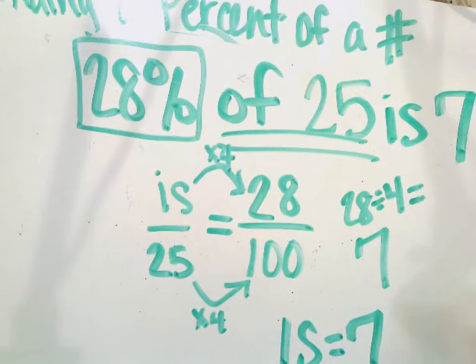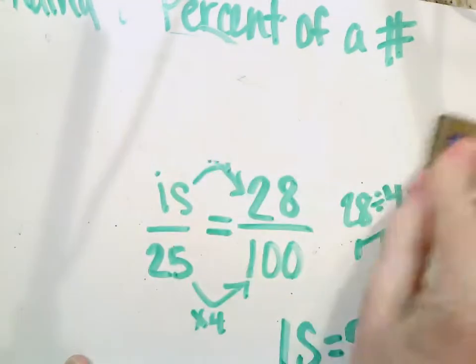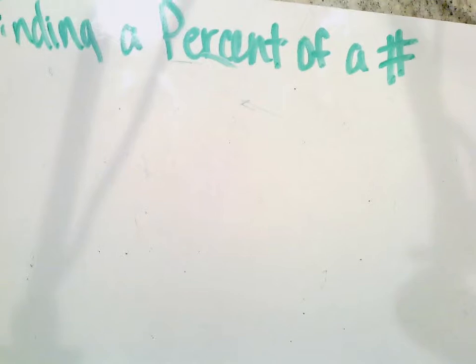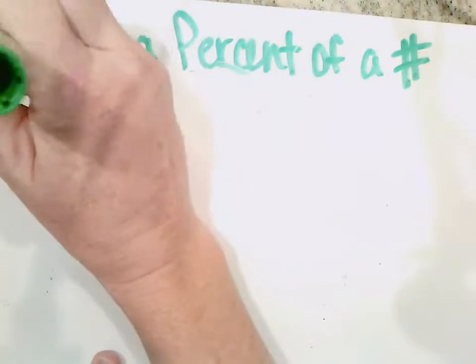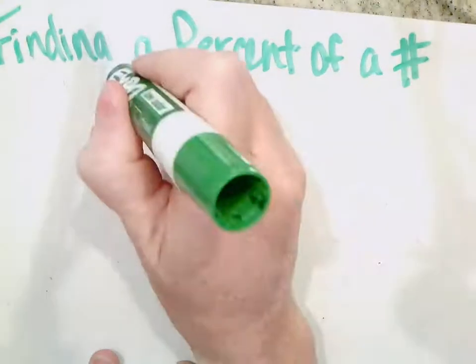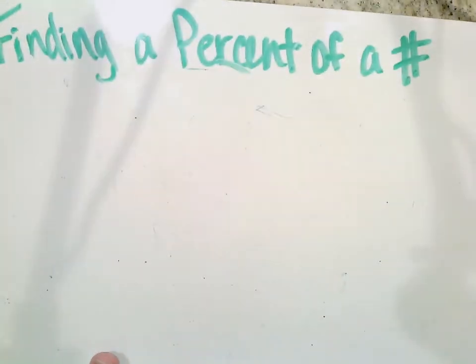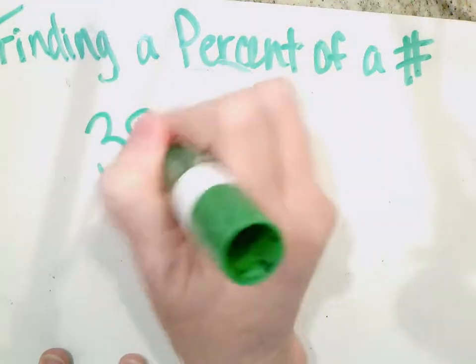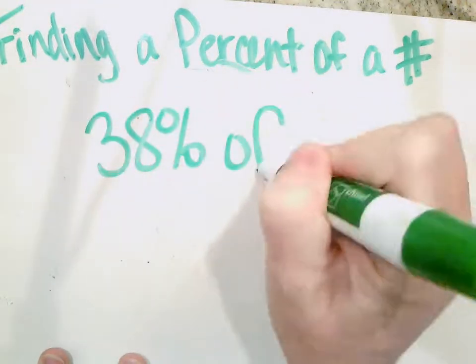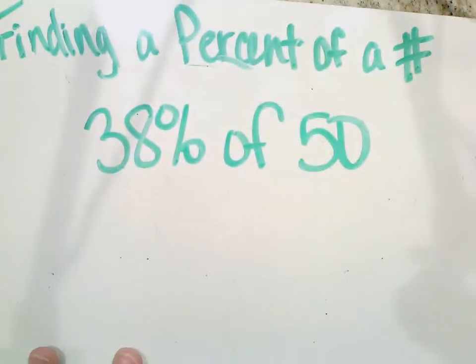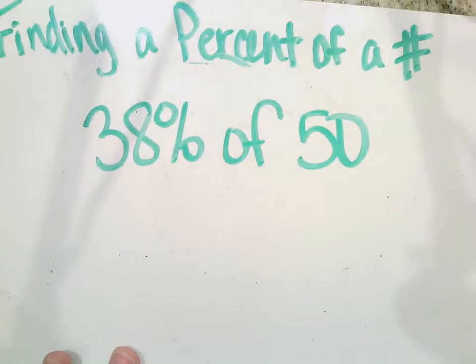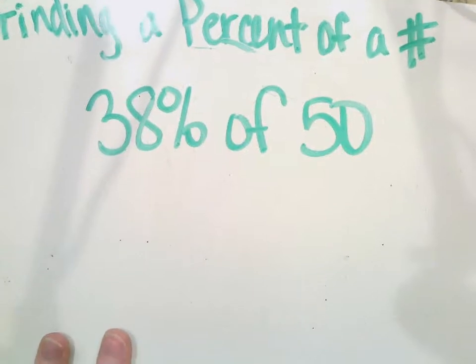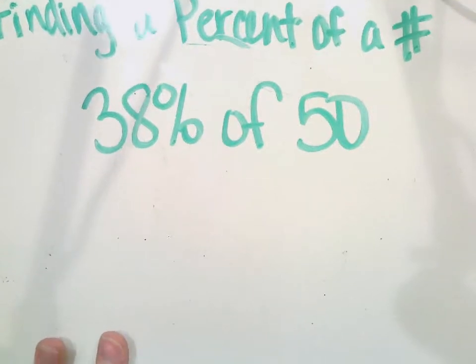Now what I want you to do is I'm going to write a problem down and I want you to try it. I want you to pause and try it on your own. Then push play and see if it's the same as what you got, okay? So find 38% of 50. Okay, go ahead and push pause, set up your formula, and do your work and see if you come up with the same answer.